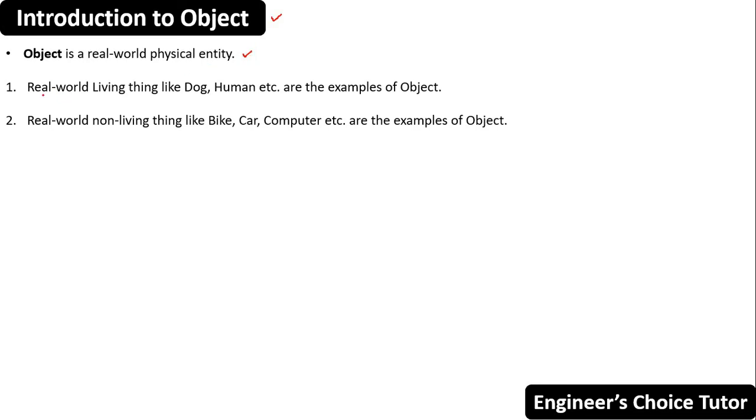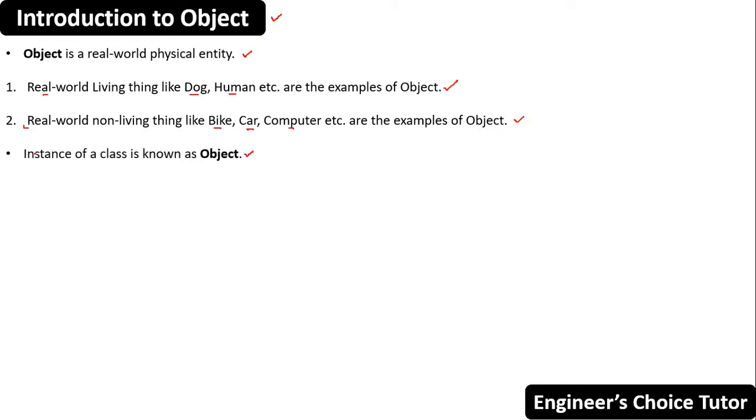Real world living things like dog, human, etc. are examples of object, and real world non-living things like bike, car, computer are also examples of object. And you can say that an instance of a class is known as an object.